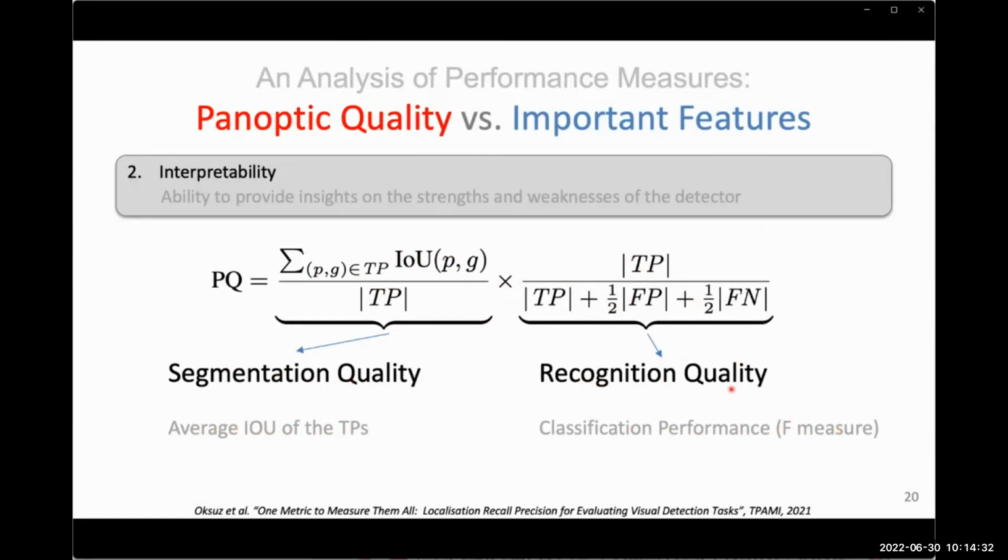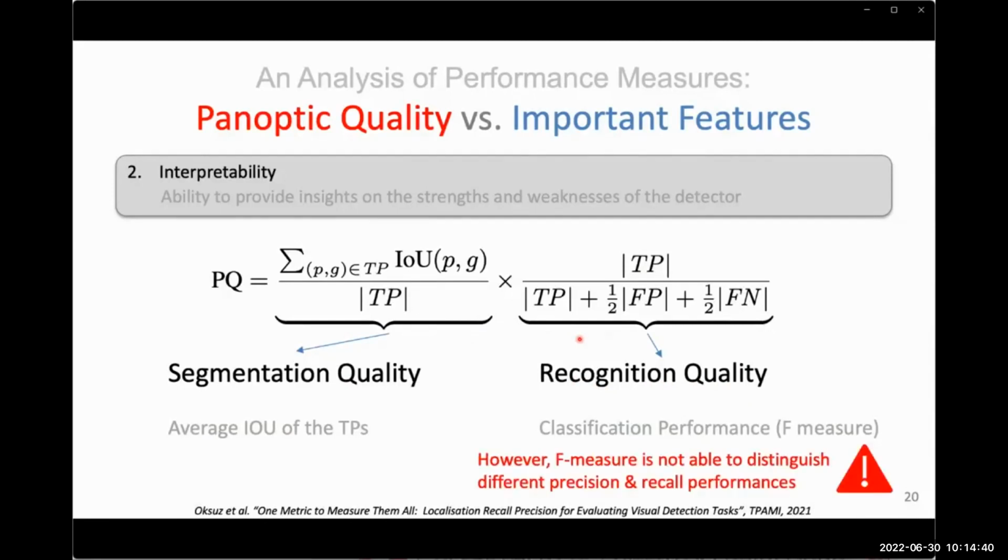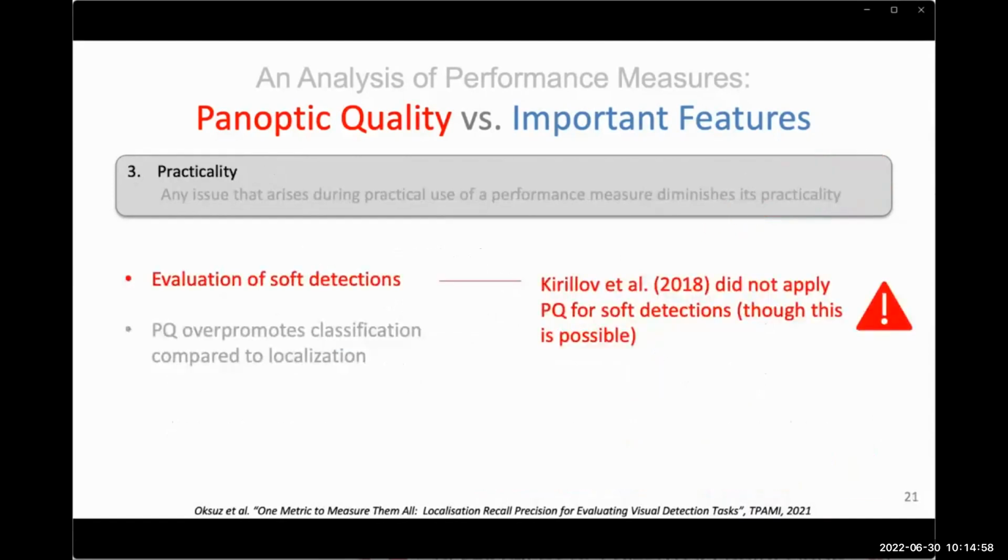Therefore, since panoptic quality has interpretable components, it satisfies the interpretability important feature. However, the recognition component is an F measure, and it is not able to distinguish between different precision and recall performances. Therefore, we can say that panoptic quality satisfies the interpretability feature, though it has a limitation in this regard.